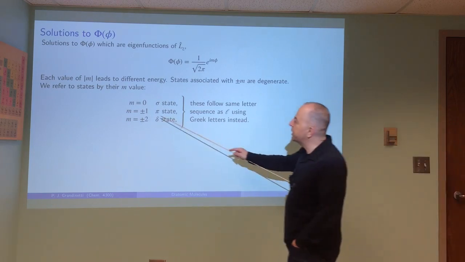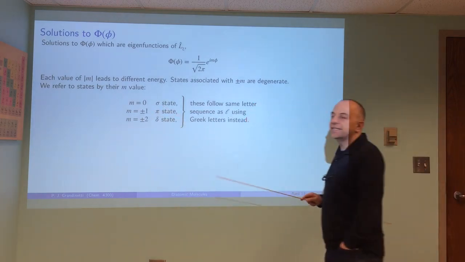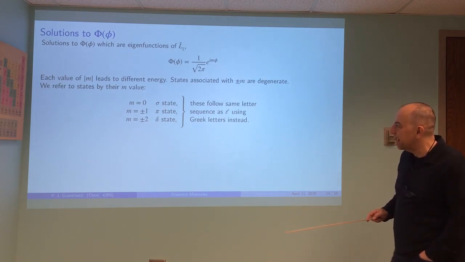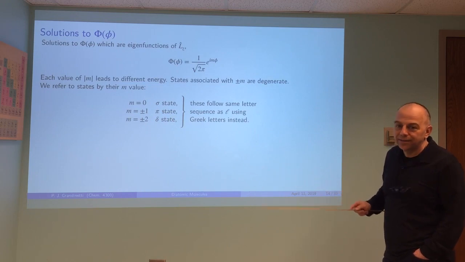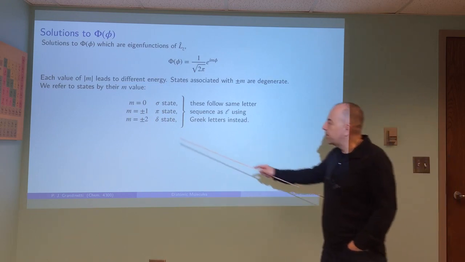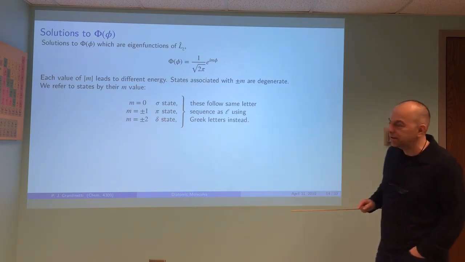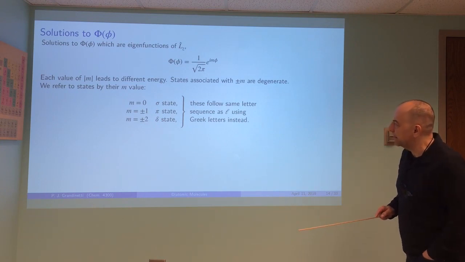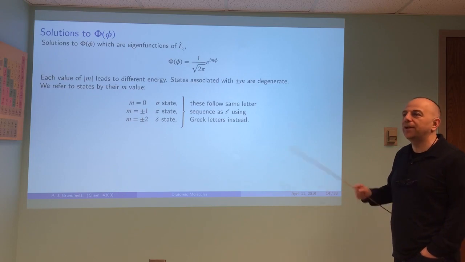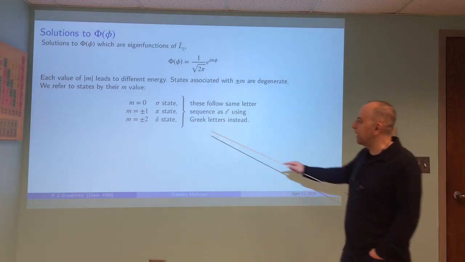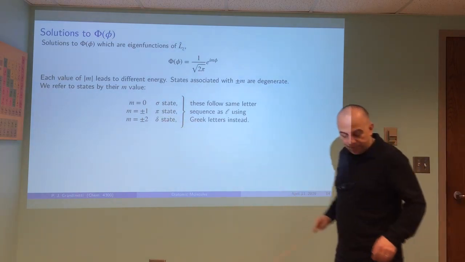And m equals 0 is going to be called a sigma wave function. When m is equal to plus or minus 1, it's going to be called a pi wave function. And when m is equal to plus or minus 2, it's going to be called a delta wave function. All right? So we're going to be doing kind of like we did with atomic orbitals, s, p, d, except we're using Greek letters: sigma, pi, delta.